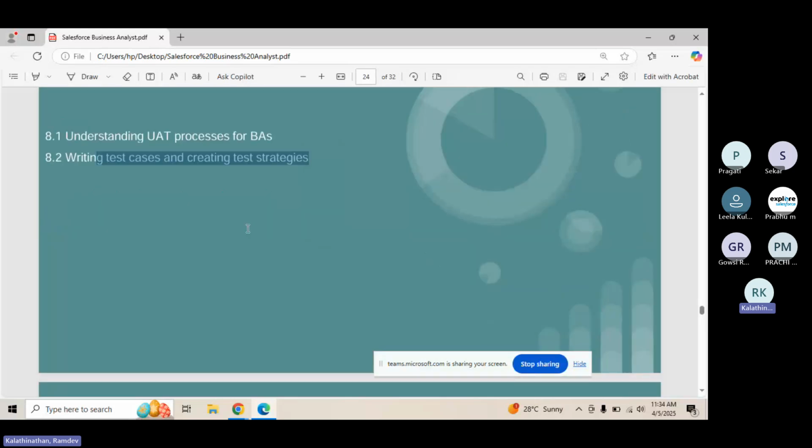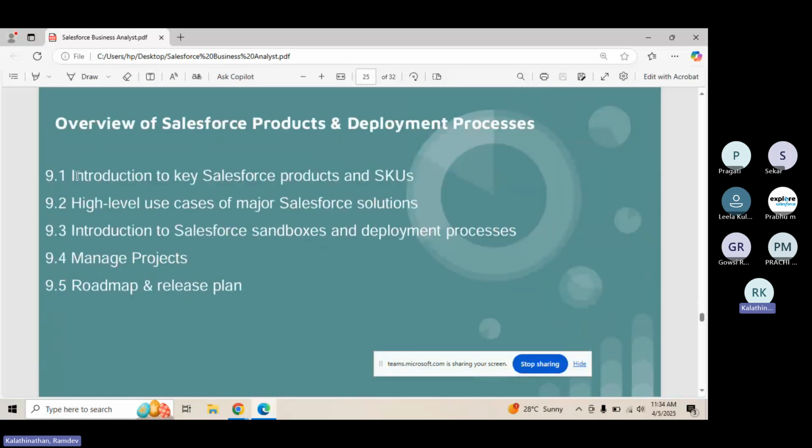And then an overview of Salesforce products. So this is an introduction to key products and SKUs. Like we were talking about different industry products, Sales Cloud, Service Cloud, right? All their high-level use cases, we'll try and discuss with an example, probably which kind of company can you sell which product, right?